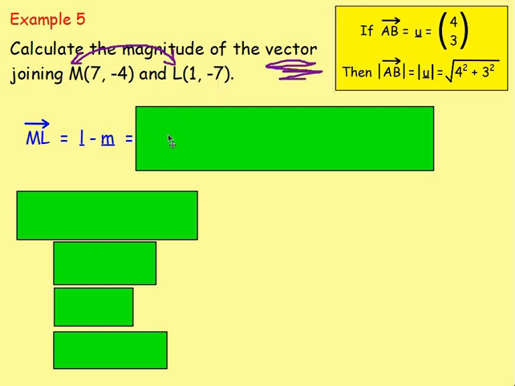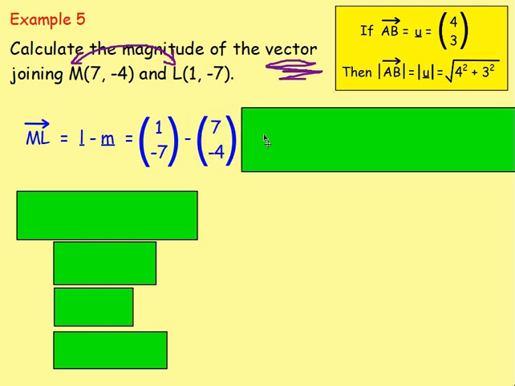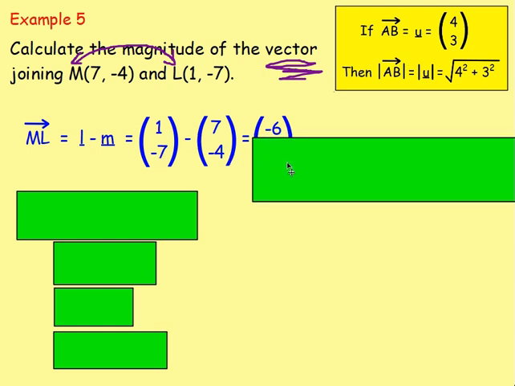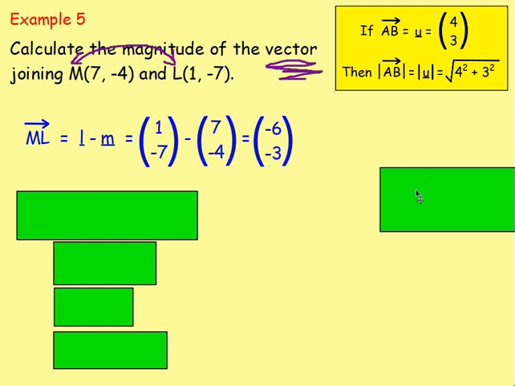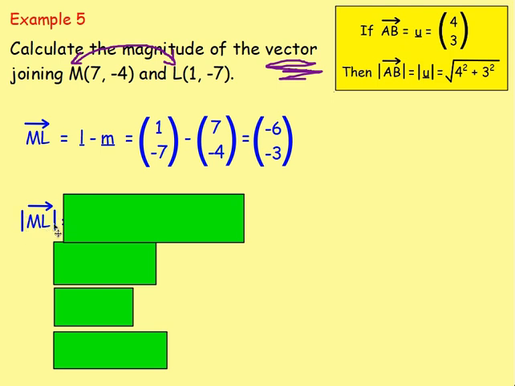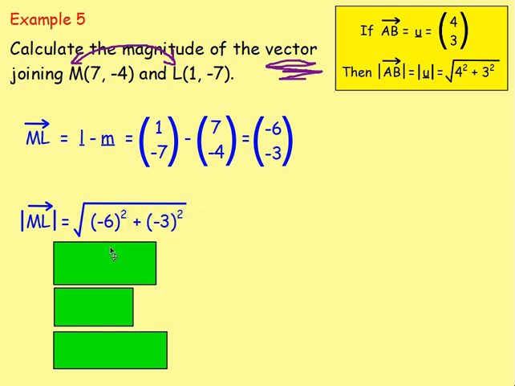So working out ML, that is going to be L take away M. And L is 1, negative 7. And we are taking away M, which is 7, negative 4. 1 take away 7, yeah. And negative 7 take away negative 4. It's negative 7 add 4, which gives you negative 3. Well done! So, ML is the vector negative 6, negative 3. After that, Gail, what do we do? You do indeed, yes. In order to work out the size, we put the modulus signs around this to show it's the size we're now working out. And that is going to be the square root of the negative 6 squared plus the negative 3 squared.